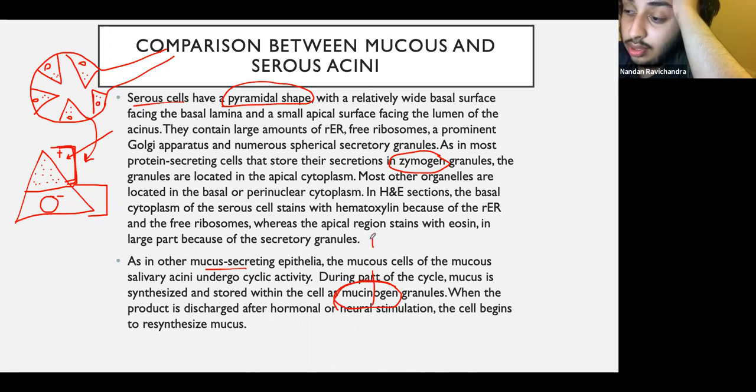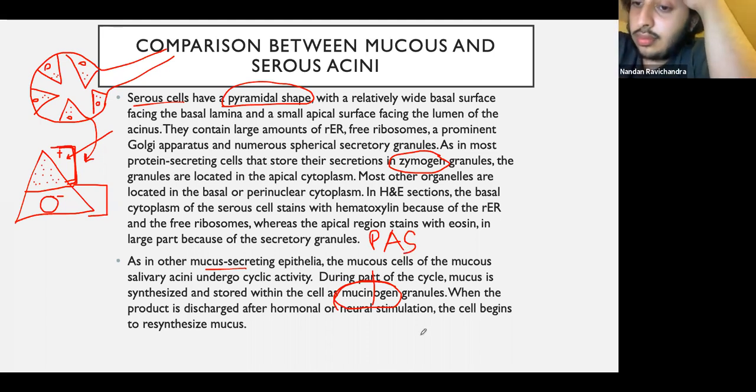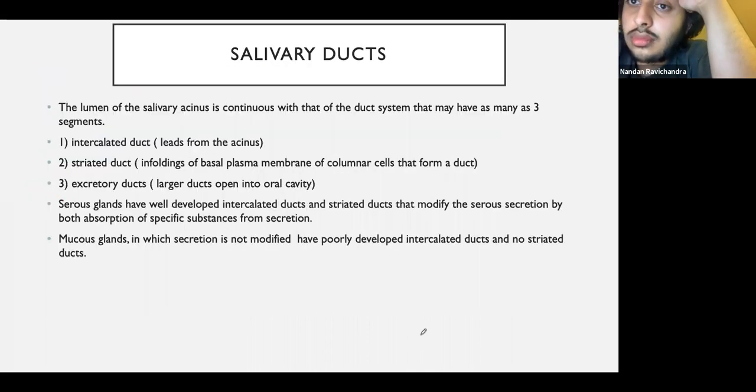PAS, we talked about it last class, right? This is going to be PAS, periodic acid Schiff base reaction. What will be the color? Magenta. Okay, so don't forget, magenta will be the color.